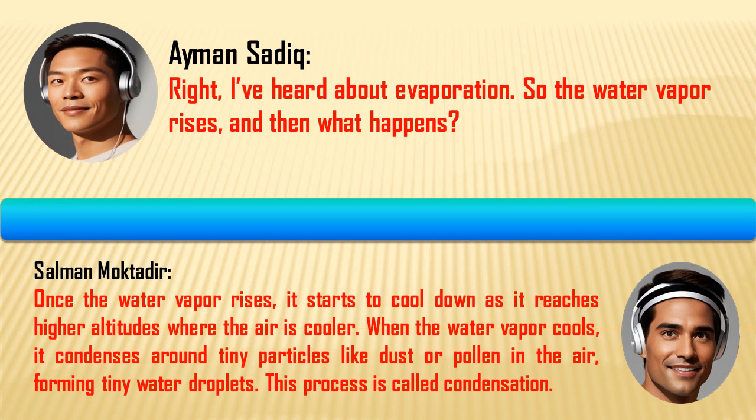Right, I've heard about evaporation. So the water vapor rises, and then what happens? Once the water vapor rises, it starts to cool down as it reaches higher altitudes where the air is cooler. When the water vapor cools, it condenses around tiny particles like dust or pollen in the air, forming tiny water droplets. This process is called condensation.